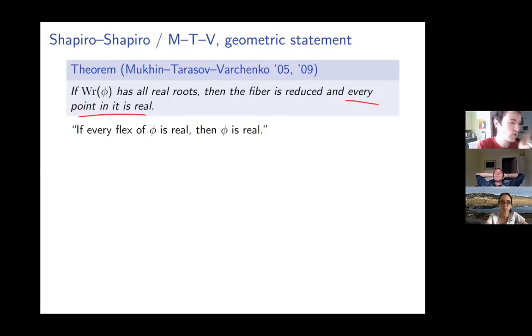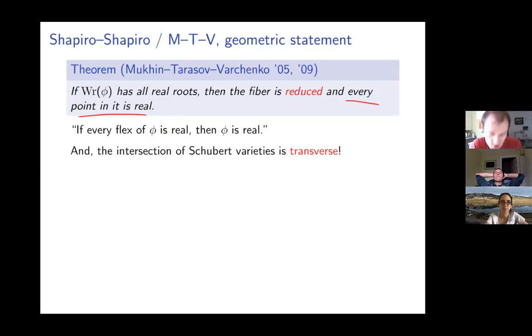Okay, but actually I told you that they proved something stronger. They also proved that the fiber is reduced. Of course you have to count with multiplicity when you're doing enumerative geometry. The fiber being reduced means that all the points in the fiber have multiplicity 1. It means that this intersection is a transverse intersection, so no multiplicities.